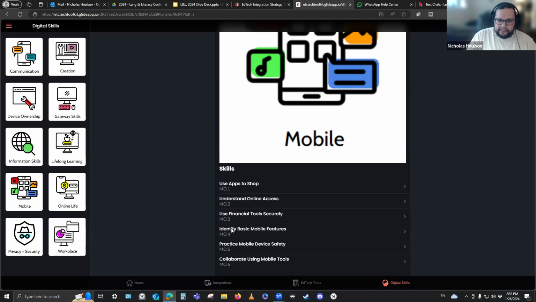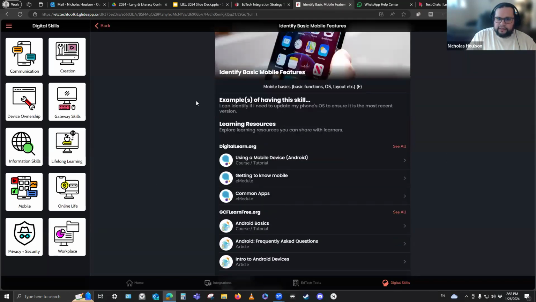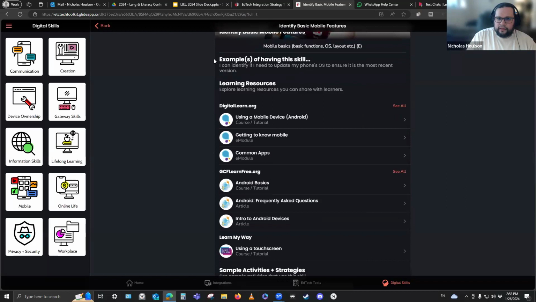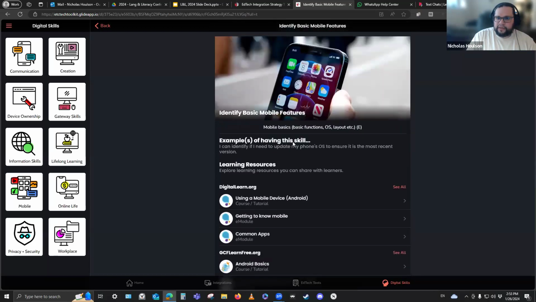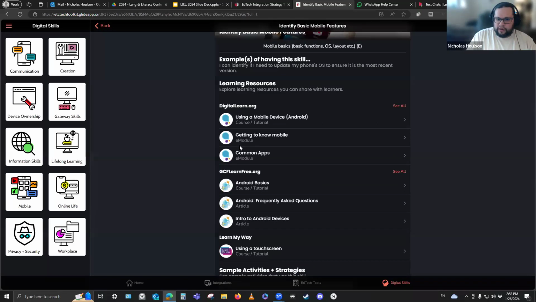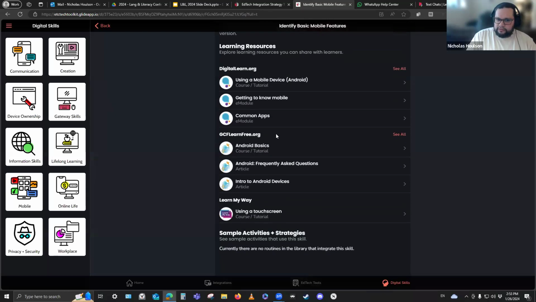Let's identify some basic mobile features. An example of the skill, what the skill is, various resources to help explain these skills. A shout out to this resource in particular, GCF Global. Our organization has a partnership with Goodwill, who authored this resource. And we use it for students who are kind of graduating from North Star, but would like more to chew on. They host a lot of stuff on there.